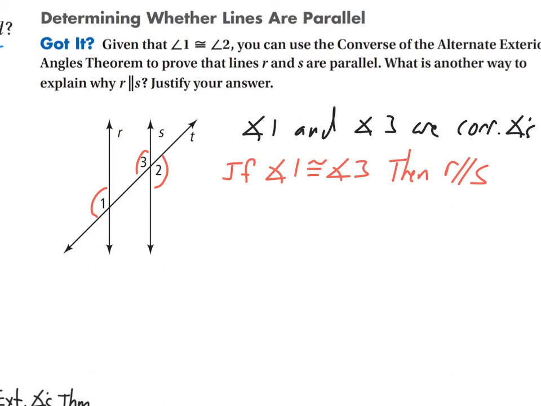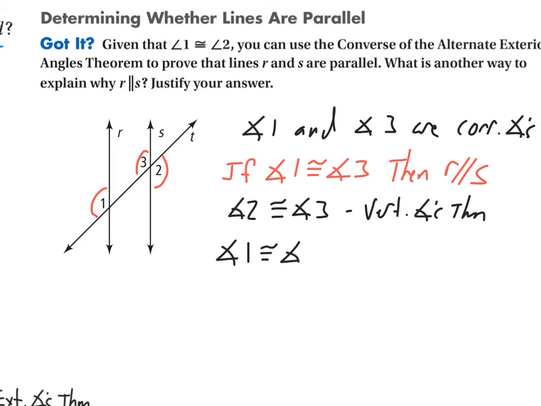Absolutely. Angle 2 and angle 3 are vertical angles, and we know that vertical angles are congruent. And so angle 2 is congruent to angle 3. The vertical angles theorem tells us that. And then we are able to say that angle 1 will in fact be congruent to angle 3. Angle 3 by our what property?